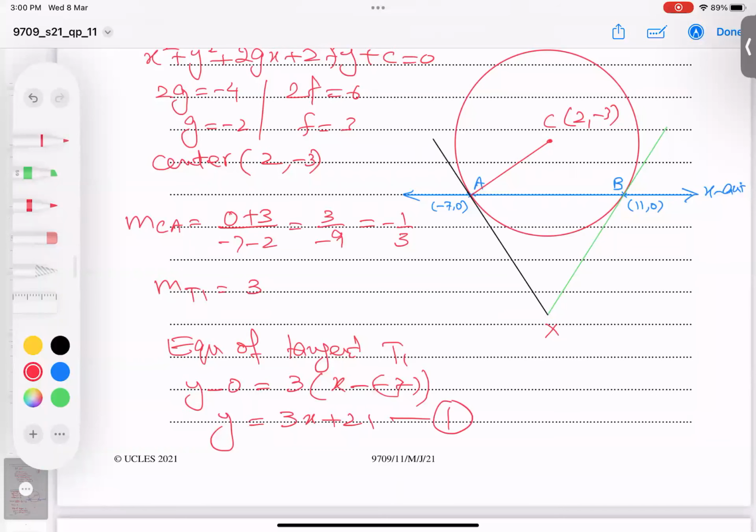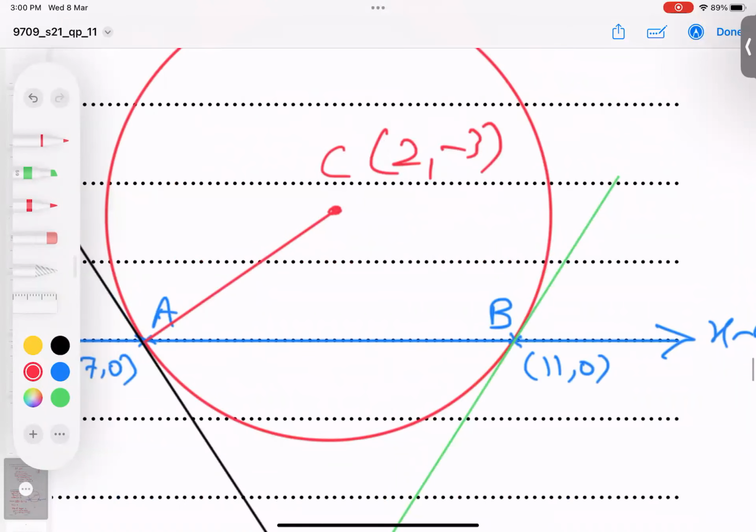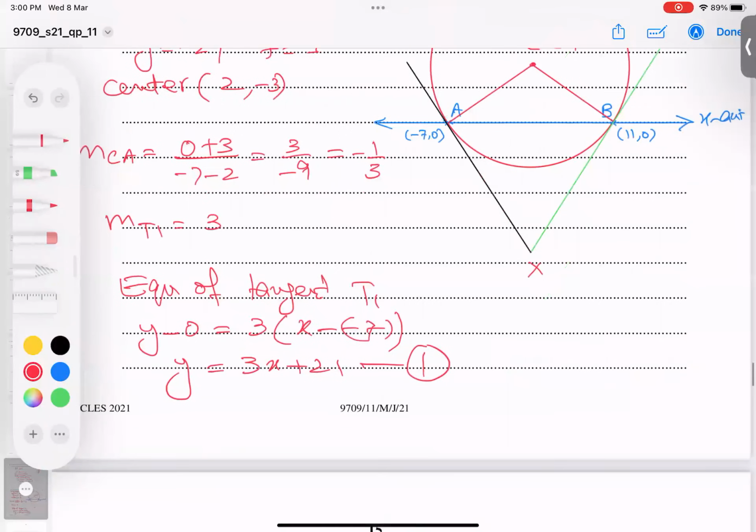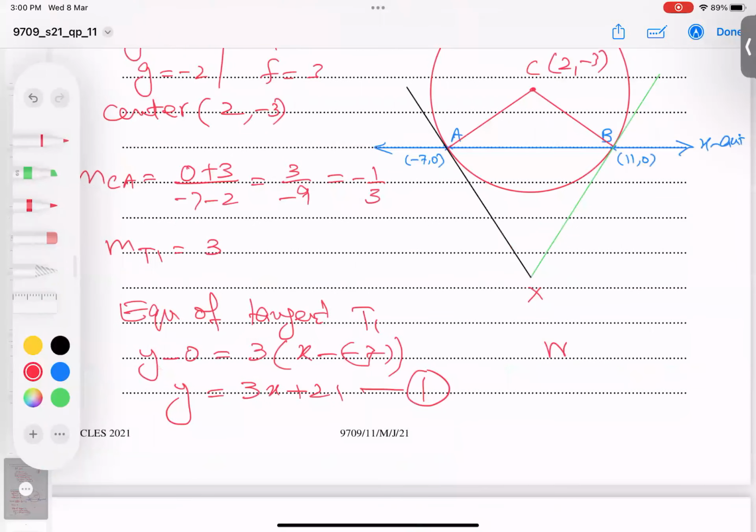Now I'm going for the second equation of tangent. Again, I need this gradient. Okay, students, this I call CB. So what is the gradient of CB? I'm finding it here. Gradient of CB: y2 minus y1 over x2 minus x1. Again, I got 3 by 9. So 3 by 9 is 1 over 3.